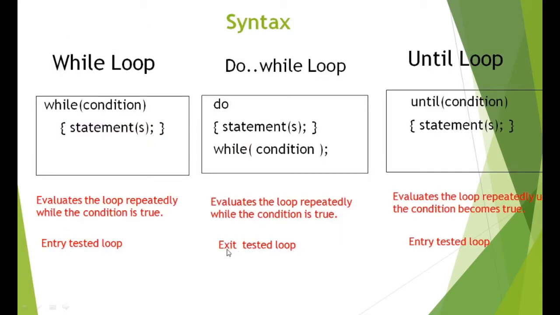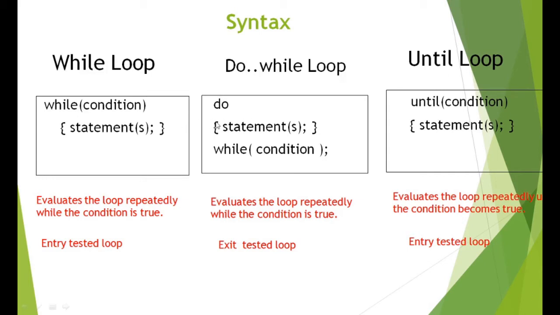Now we'll see three different loops: while loop, do while and until loop. While condition statements evaluates the loop repeatedly while the condition is true. Here you have do statement while. Here also, as long as the condition is true, the statements will be executed.